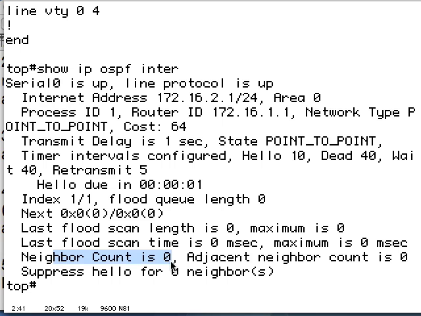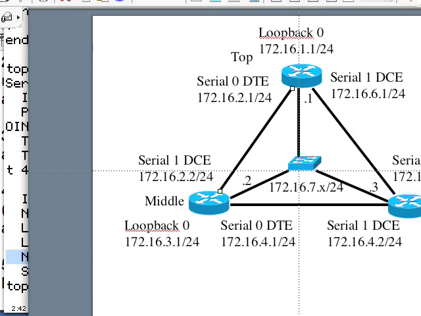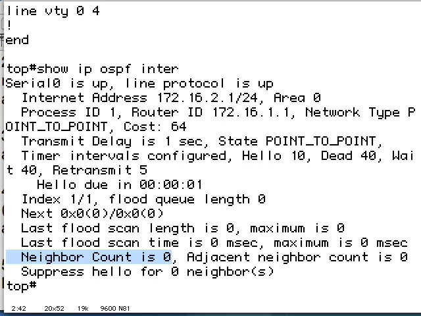Neighbor count is 0. What that means is I have not seen any OSPF neighbors out this interface. Now there's another router out this interface, the middle router, but I have not turned on OSPF on that router. So a neighbor is when two OSPF routers see each other and agree with their configuration to become neighbors. But at this point, this is the only router and the only interface that we have OSPF turned on. Okay?